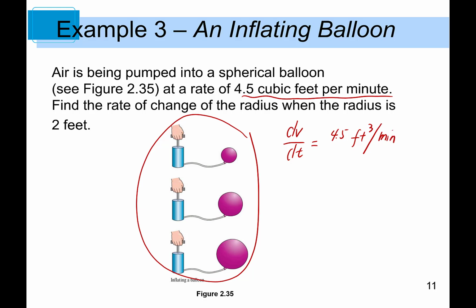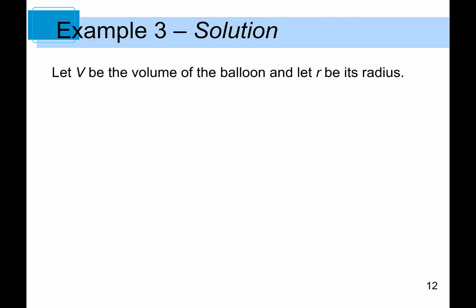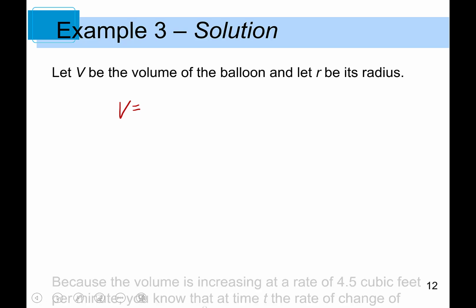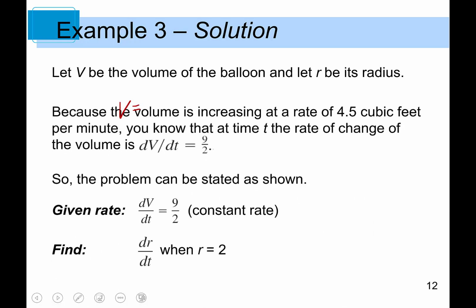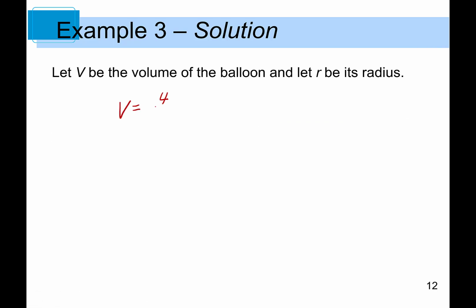Now find the rate of change of the radius when the radius is 2 feet. So radius equals 2 feet. Okay, those are the given information from the question. And this is the motion, just the balloon getting bigger and bigger. And let V be the volume of the balloon and R be its radius. So V equals, the volume formula is 4 over 3 times pi R cubed.